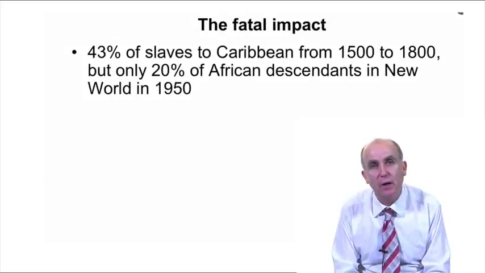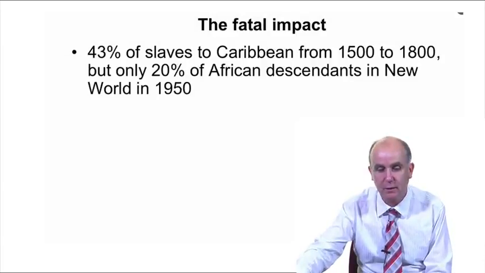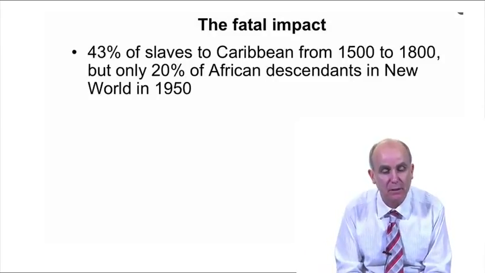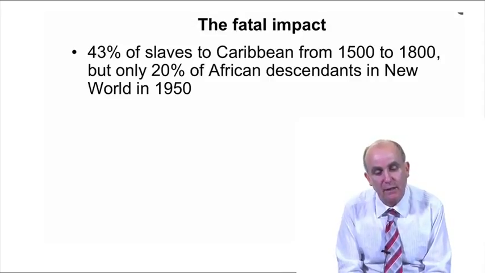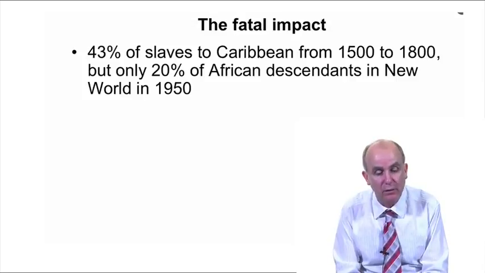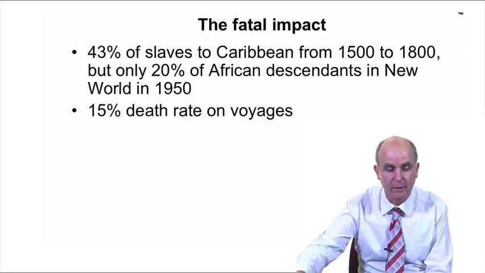The practice of slavery obviously had a huge human cost on the population being transported. One way of seeing that is in these numbers. 43% of slaves from Africa were sent to the Caribbean in the period from 1500 to 1800. But if we look at all the African descendants of slaves in the New World in 1950, only 20% of them were in the Caribbean. That tells you about the death rate of slaves who were sent to the Caribbean to work on sugar plantations.